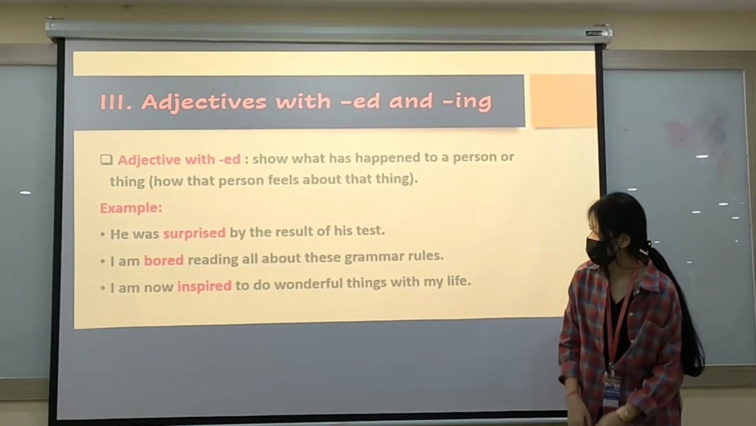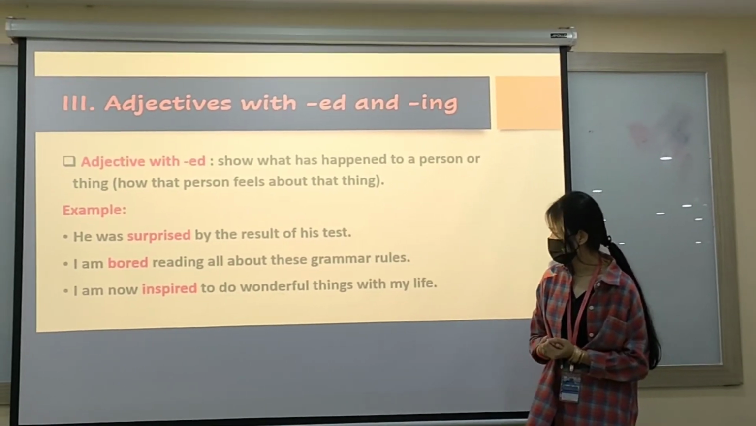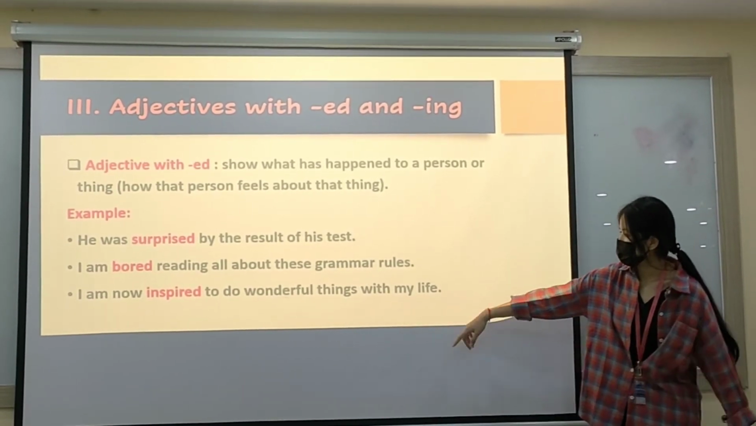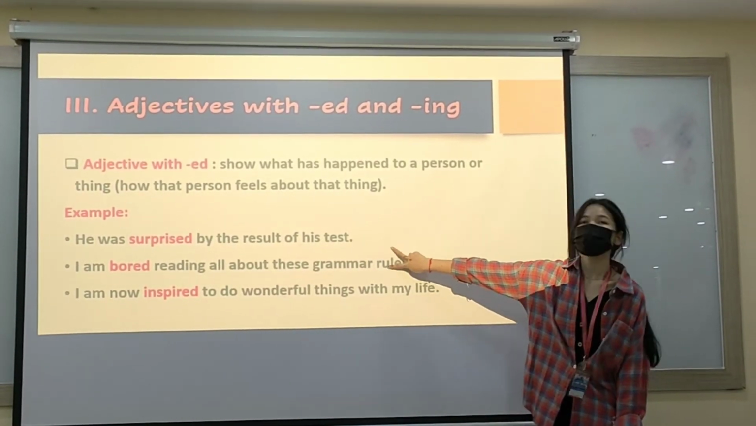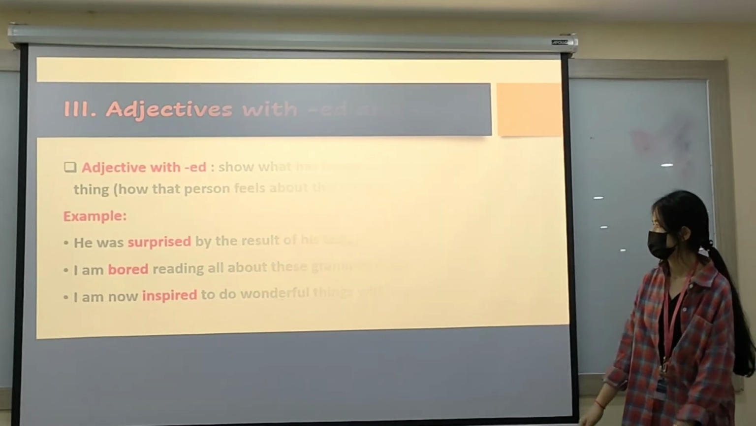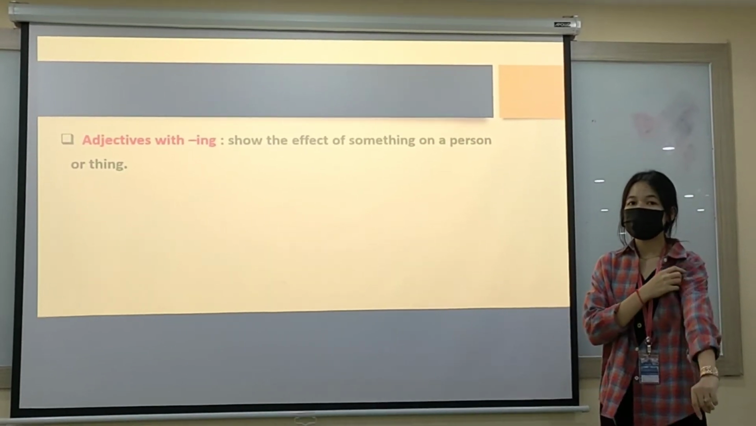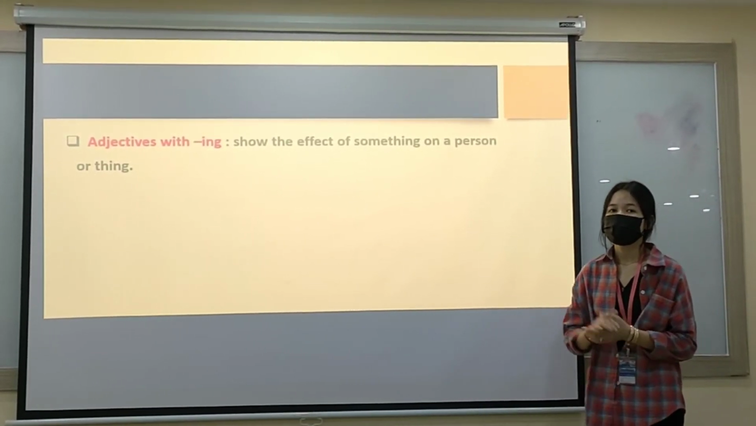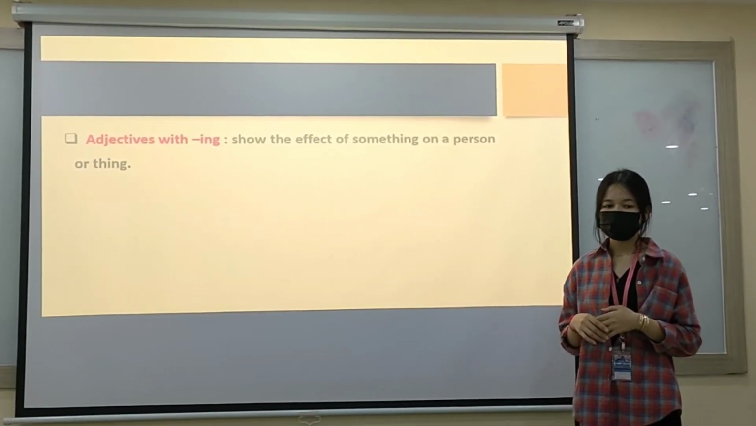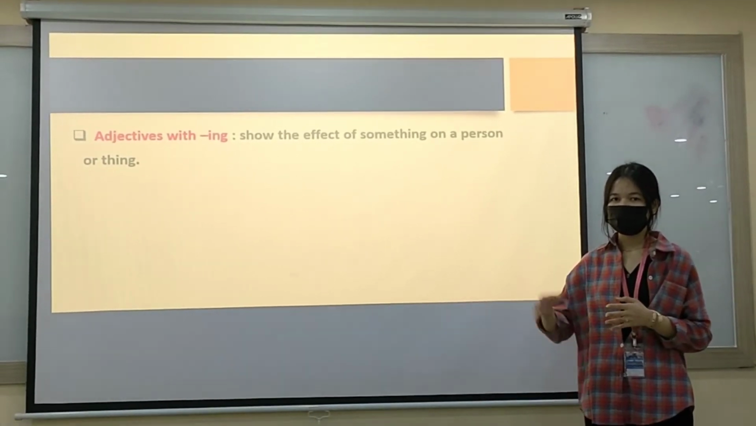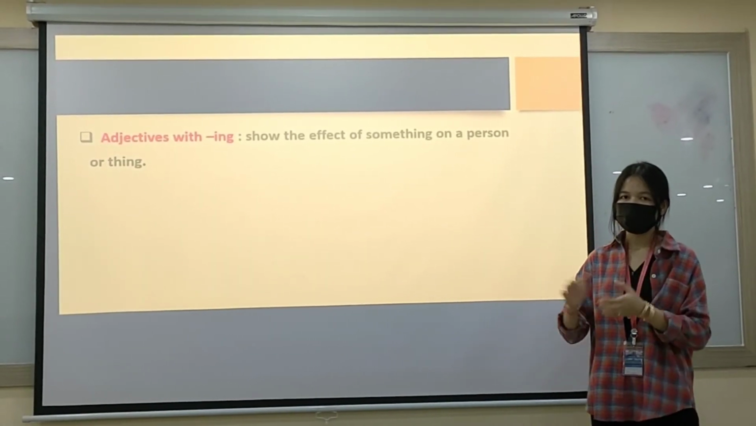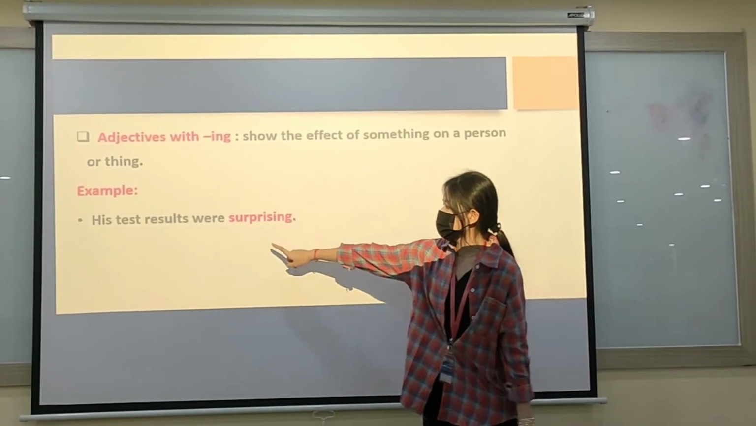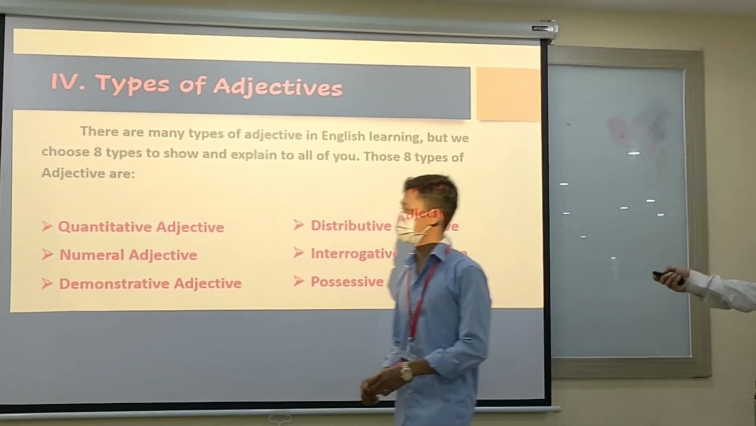Example number 3, I am now inspired to do wonderful things with my life. The adjective with -ing is used to show the effect of something on a person or thing, I mean to show the characteristic of a person, a thing, or a situation. For example, his test result was surprising.